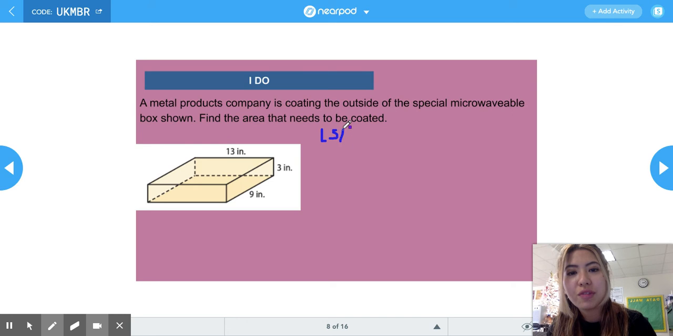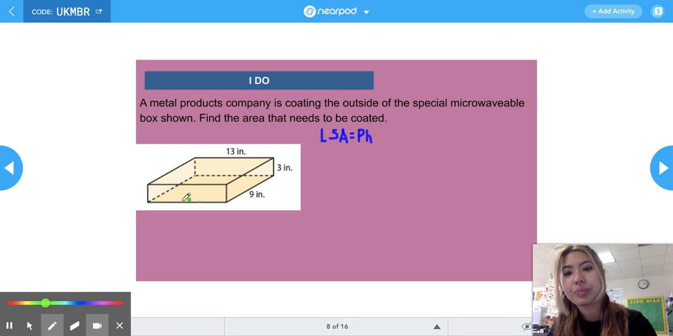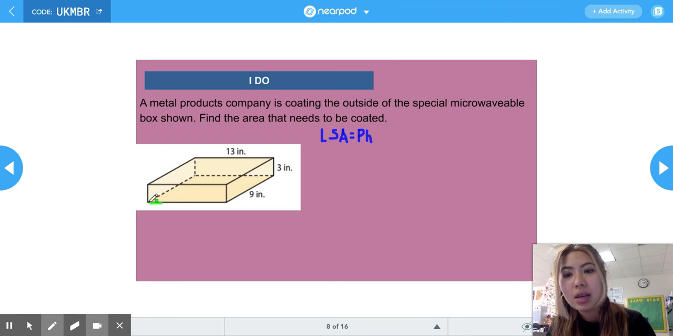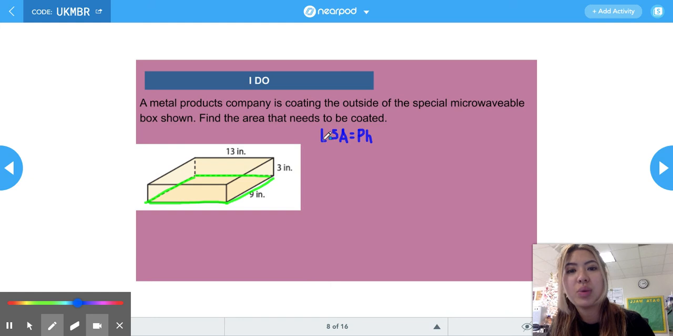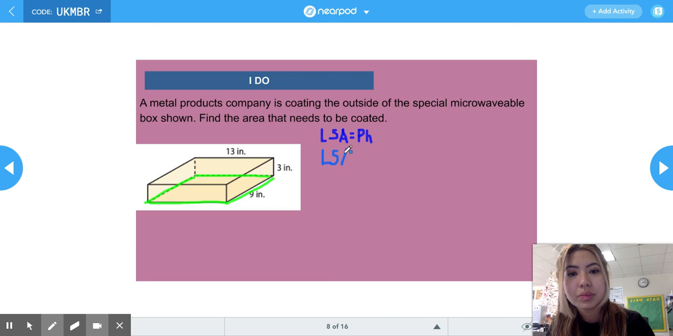So I'm writing out the formula for lateral surface area, which is P times H. I skipped this step earlier, but I should have outlined the base shape of the rectangular prism. So it's going to be this right here. And again, the base is also this shape right here, but we're just going to work with this right here. Okay, so going back to the formula, we have lateral surface area is equal to perimeter of the base times the height.